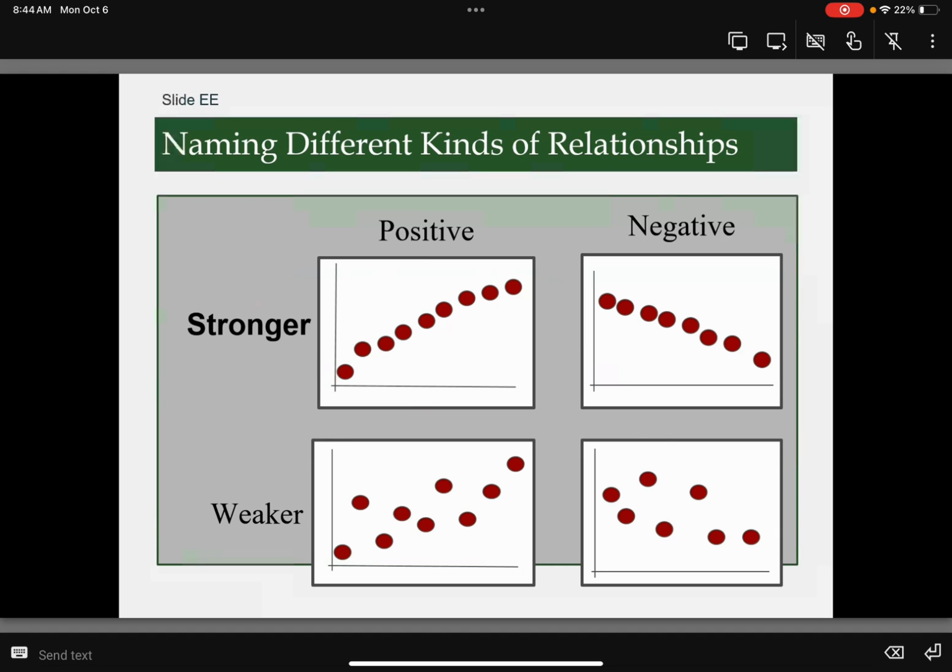Okay, and then we can also talk about it in a positive way and a negative way, and that's just the shape of the slope. So our slope is positive here. Still positive here, not as easy to see that pattern, right? And then we have a negative slope here and here. Again, very easy to see this pattern. That just means that it's stronger evidence versus weaker evidence, okay?